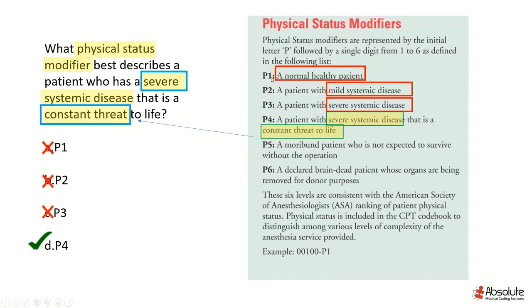I don't know if you guys noticed, but it really is going in chronological order. As you move along through the numbers, the health and physical status of the patient gets more severe. We've got healthy, mild disease, severe, still severe but now a constant threat to life. P5, this person is moribund, not expected to survive. P6, this person is declared brain dead.